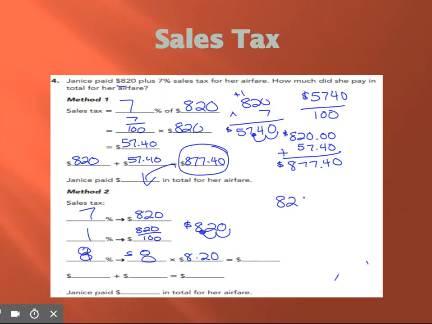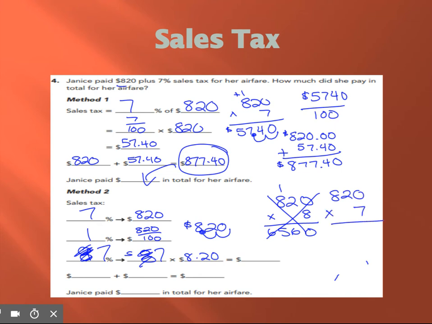So 820 times 8, and leaving my decimal out until the end, that would be 8 times 0 is 0. 8 times 2 is 16. 8 times 8 is 64. I'm really sorry. We're trying to find 7%. I'm thinking of the last problem. So let's redo that. 820 times 7.